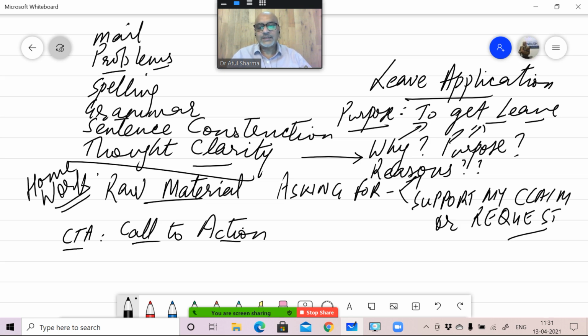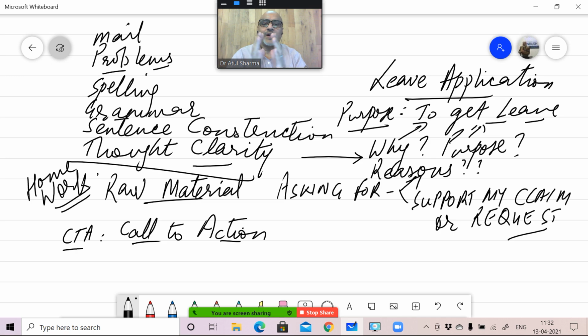Now, this is unanswered. Why is it unanswered? It is unanswered because we could not lead to the call to action in such a way that the other person would be compelled to take the action. Supposing we are talking about a leave application, that means we want your boss to read your mail and immediately respond to your call to action by saying leave approved or leave granted.